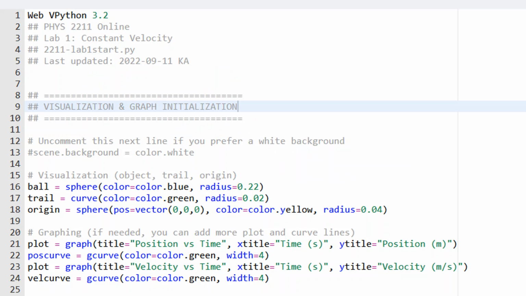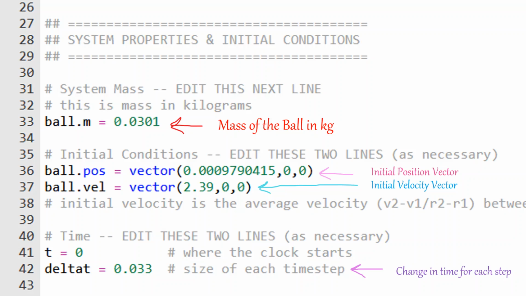For our computational model, the first part of the code wasn't changed at all, and this is just to play around with the color of the ball used in that illustration, the size, etc. The initial conditions here had to be updated with the initial conditions of our experiment, such as the mass of the eraser in kilograms, the initial position vector, the initial velocity vector, and then the change in time for each step, because change in time on the computational model needs to be equal to the change in time it was in Tracker.